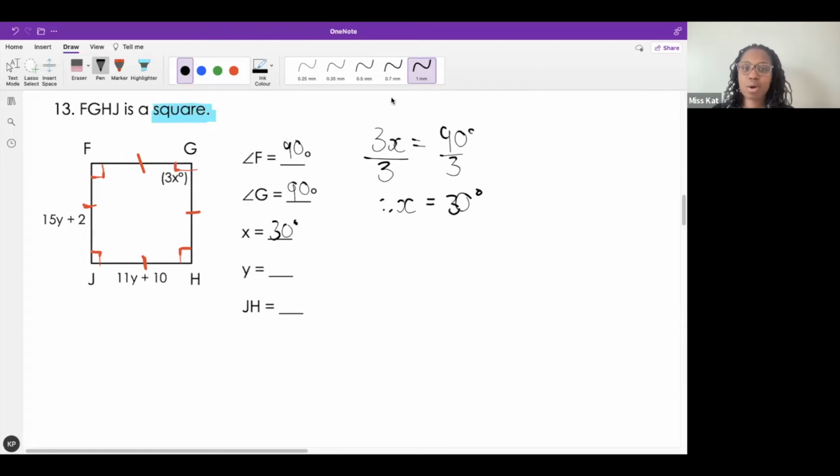Anyone know how we're going to solve for y? Zianda told us the sides are equal. That is a very big clue. What can we do with that? Thank you, Sohan. I just saw your answer now. X is 30 degrees, and that would be correct. Now, if we know that the sides of a square are equal, that means what? Looking at our sketch, what is equal to what?